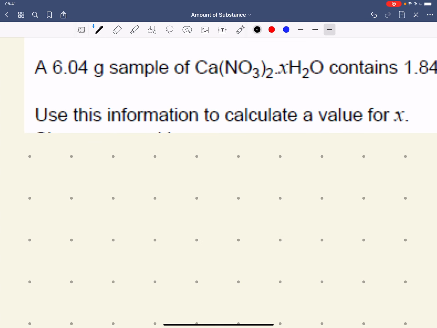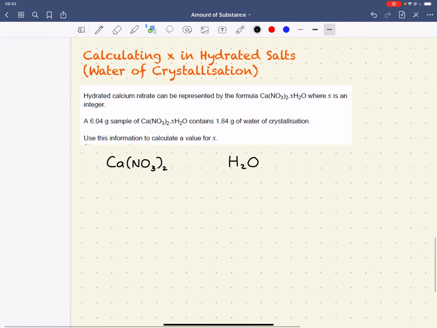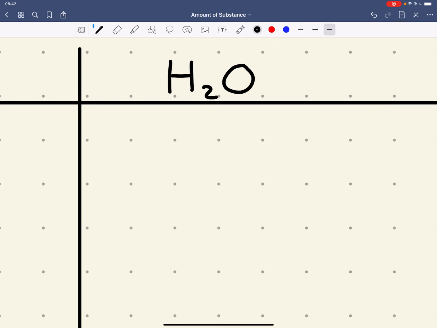First thing we do is write down the salt in one column and water in another column. And we're making two separate columns there for each. Now, what you want to do then is put the mass of each of the two components in the hydrated salt. It tells me in the question I've got a mass of 1.84 grams of the water. So I put 1.84 there.